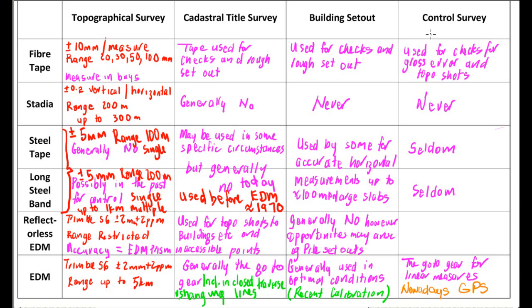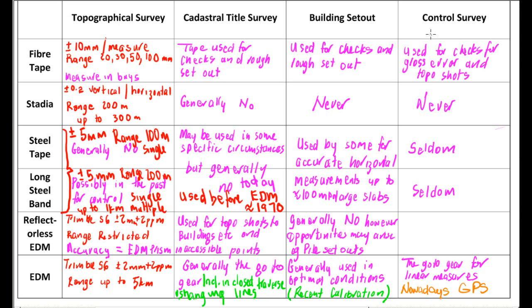The steel tape and the long steel band. The steel tape is the steel version of the fiberglass tape, is essentially what I'm talking about here. They can get a slightly better accuracy of plus or minus 5 mils with a range typically up to 100 meters, and that's for a single measurement. You can use them in bays or multiple measurements, but generally they wouldn't be used for a topographical survey, the steel tape.